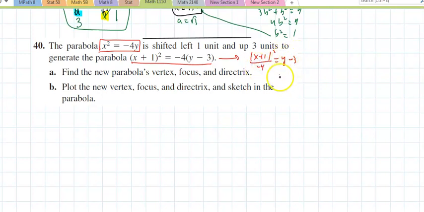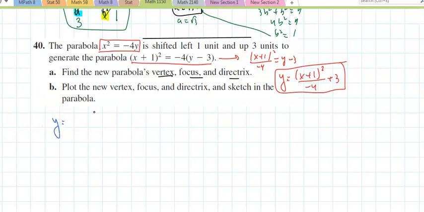And I could say y equals (x plus 1) squared over -4 plus 3. So the way we're going to do this, they want us to find the vertex, focus, and directrix. We're going to actually do double the work. We're going to ignore the shifts. I know this is a lot of work, but that's how we're going to do things, unless we're really comfortable with this. We're going to sketch a rough graph that they're not asking for.